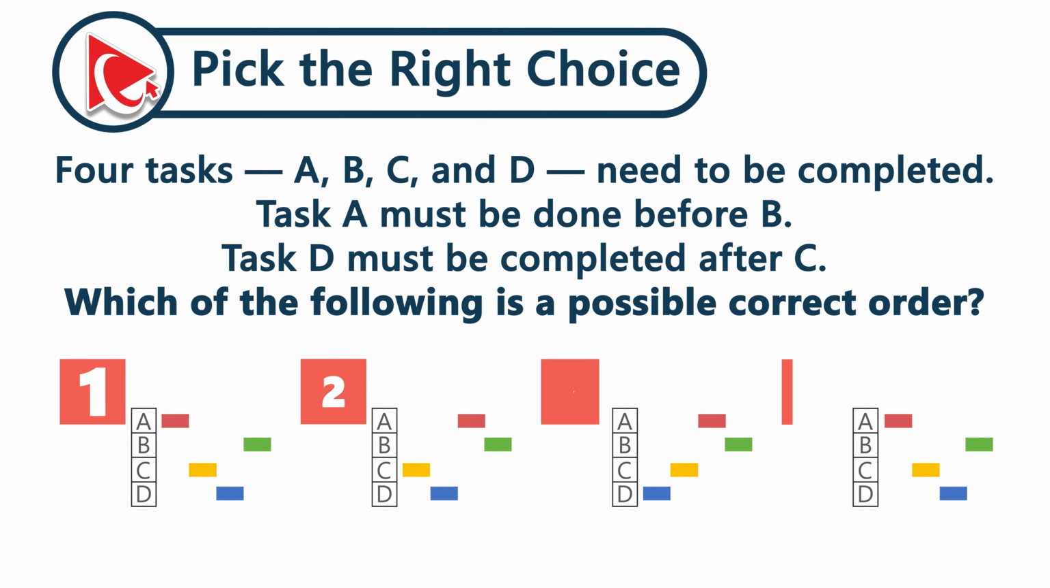4 tasks, A, B, C, and D, need to be completed. Task A must be done before B. Task D must be completed after C. Which one is the possible correct order? 1, 2, 3, or 4?